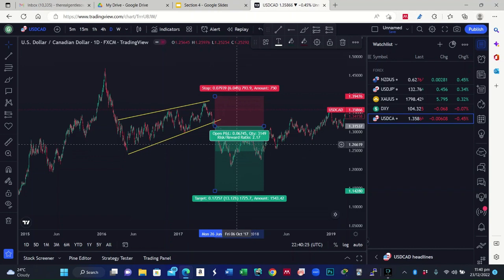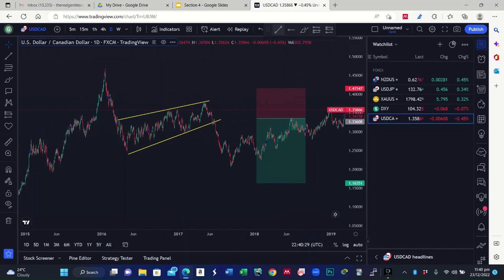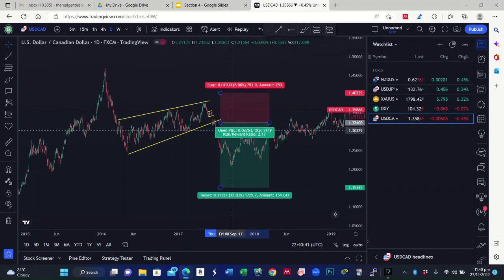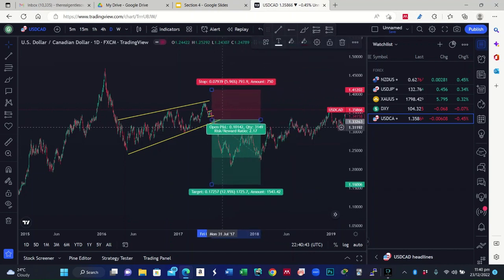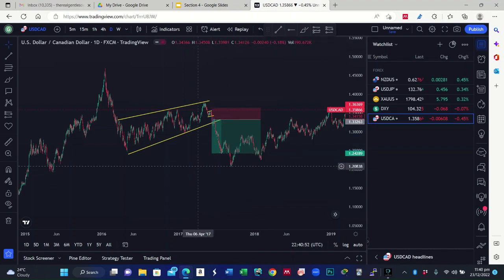You can also time your entry inside here, since we have another correction inside. So your entry can be inside here, and your stop loss will be just above the correction. So that is it. So you might be wondering, what is take profit, what is stop loss?